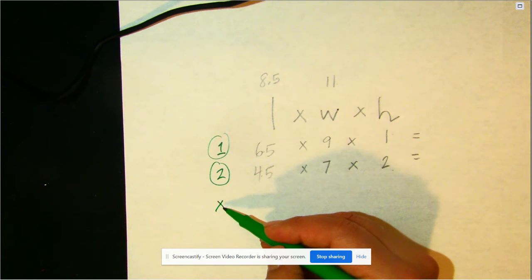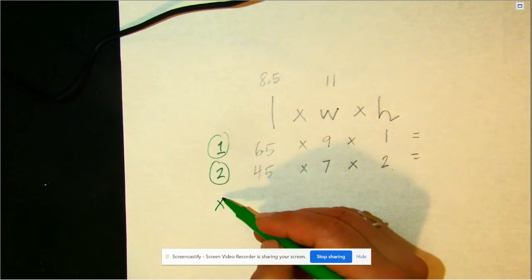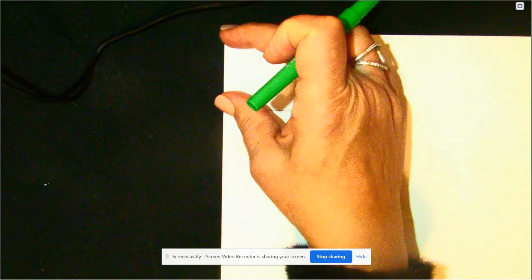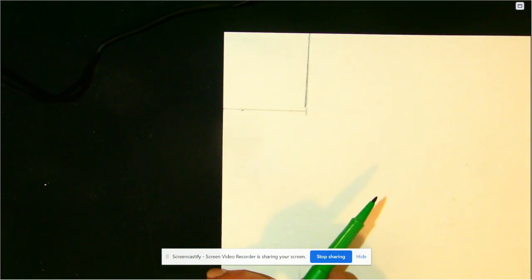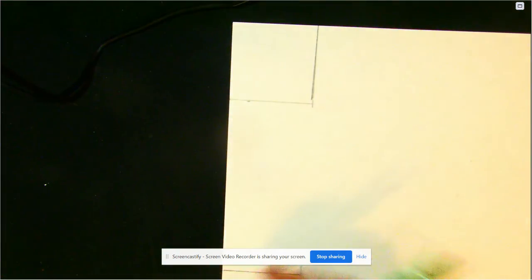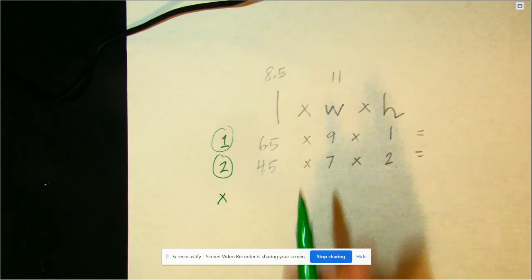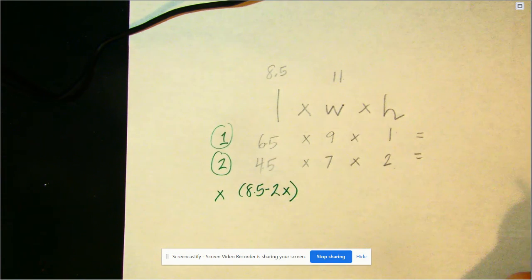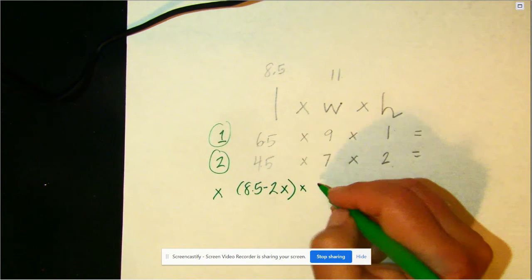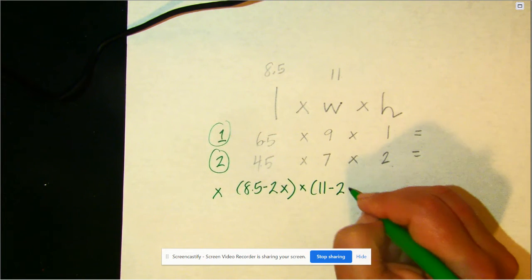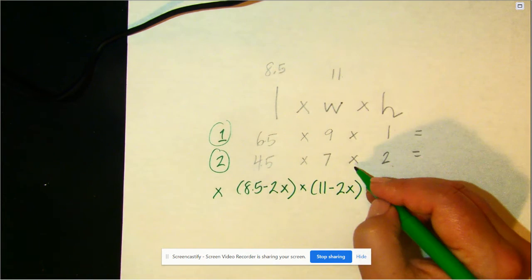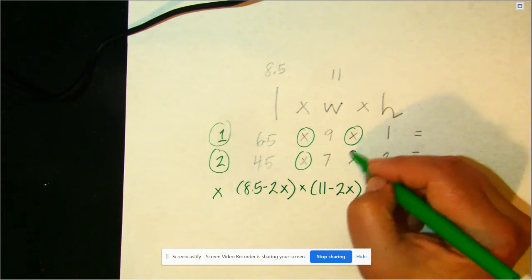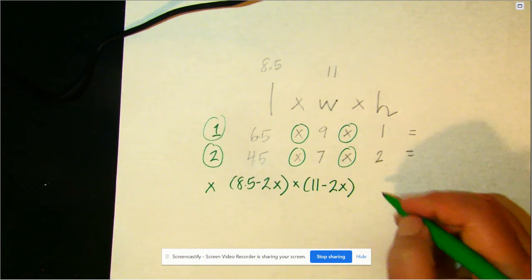Whatever I cut out of the corners, you're going to take 2 of those away from this. Visualize it again. If you cut a 2-inch, you're going to take away 2 times. If this was 3 inches, you would take away 3 2 times. So over and over again, you're going to do 8.5 take away 2 times however big the cut is. And then the width is 11 take away 2 times however big the cut is. And the height is whatever this number is right here. Probably should have used different symbols. That means times. The height is however big the cut was.